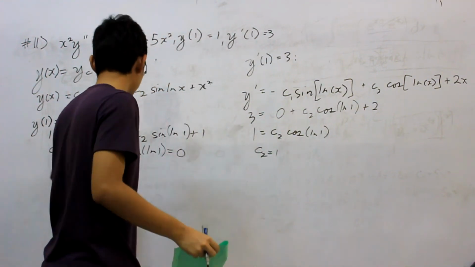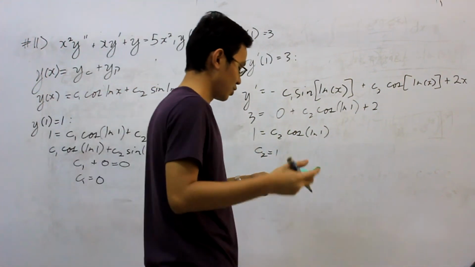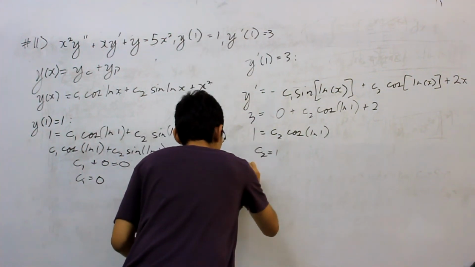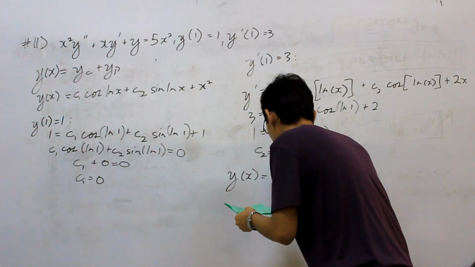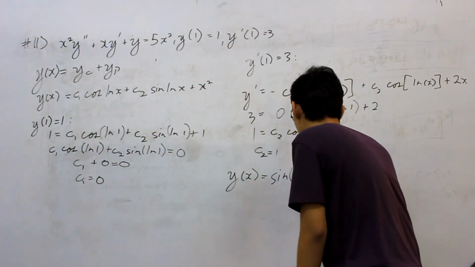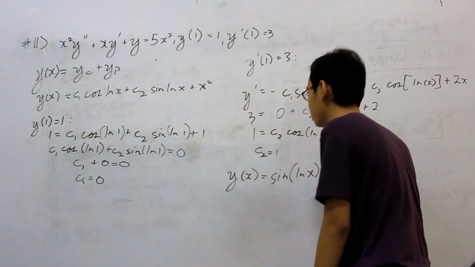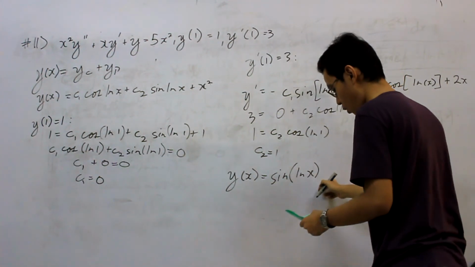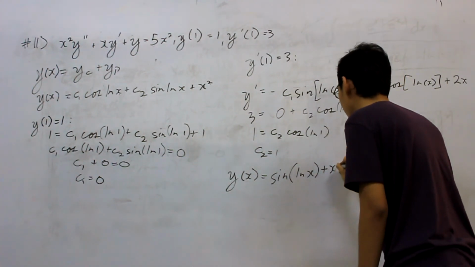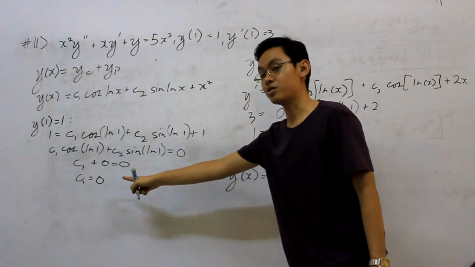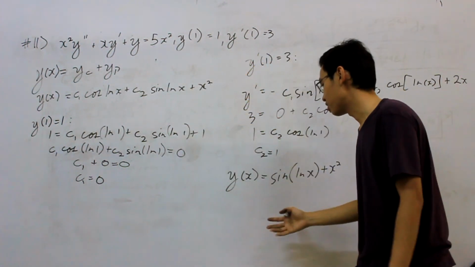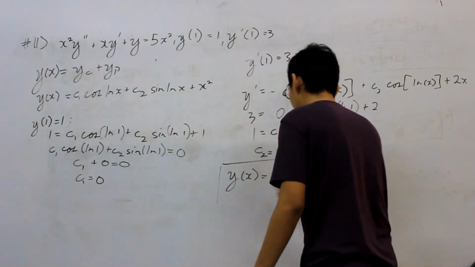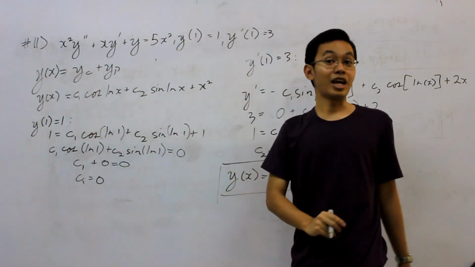So we already have c1 and c2. Now we can see the final answer. The final answer is y of x is equal to sine of ln of x plus x squared. We apply these values, all of them applied here, and we have this final answer. And that ends my recitation.